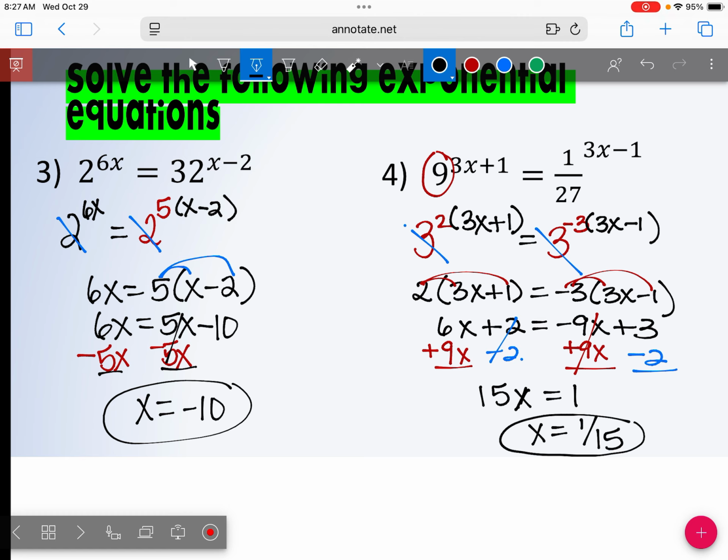This is the most common mistake. It's right here. Not fully distributing inside of the parentheses and forgetting that a negative times a negative is a positive. That's the common mistake there. So who got 1 over 15?